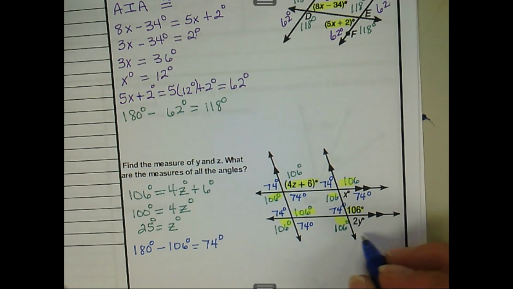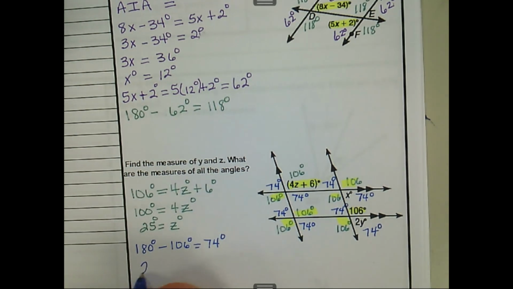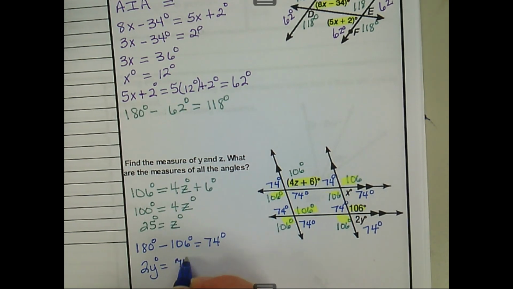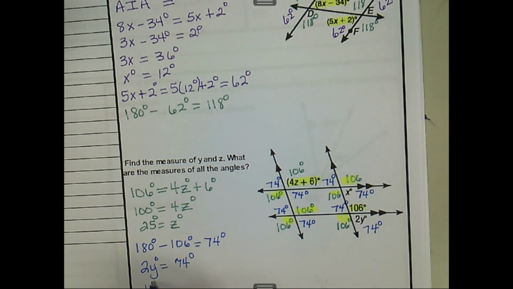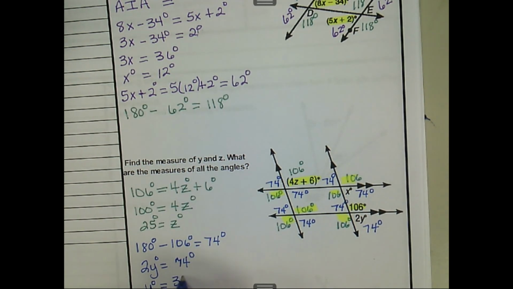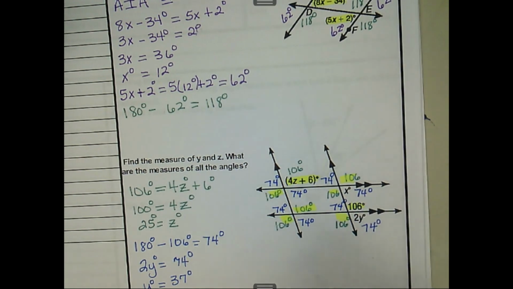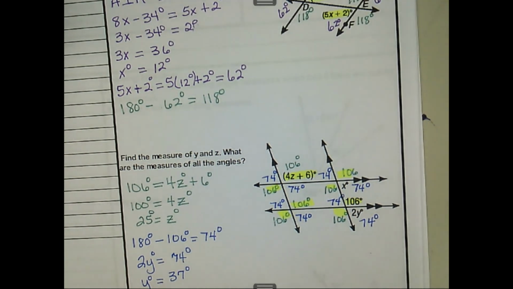Okay, so 2y is equal to 74 degrees. So 2 times y degrees is equal to 74 degrees. I divide it in half, and y degrees is 37 degrees. So y is equal to 37, x is equal to 74, and z is equal to 25. I found all my variables.